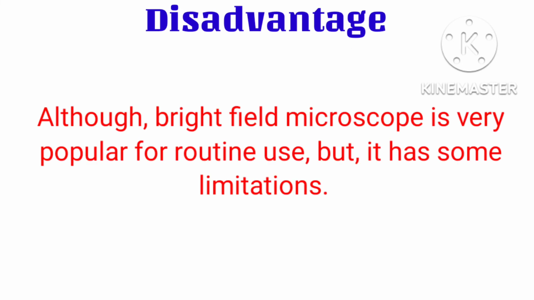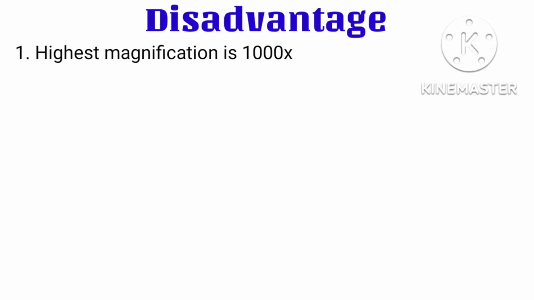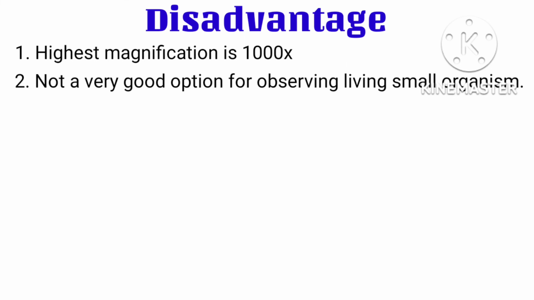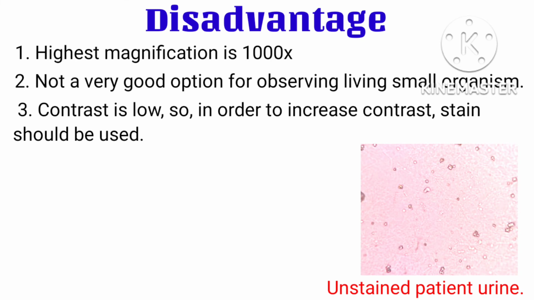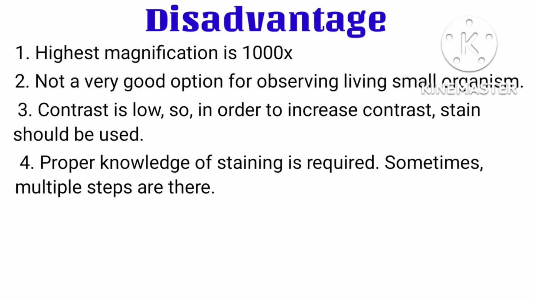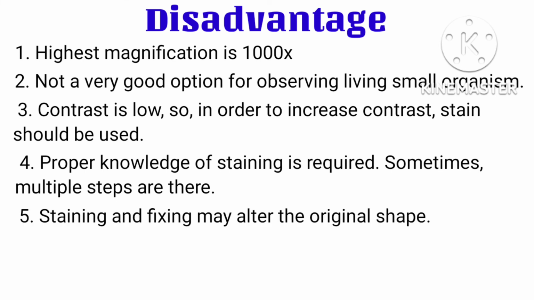Although bright field microscope is used routinely in the laboratory, it has some disadvantages, like highest magnification is 1000x. It is not a very good option for observing living small organisms. Contrast is low, so in order to increase the contrast, stains are used. Proper knowledge for staining is required, and sometimes multiple steps are there and it is rigorous. Staining and fixing may distort the original shape of the object.